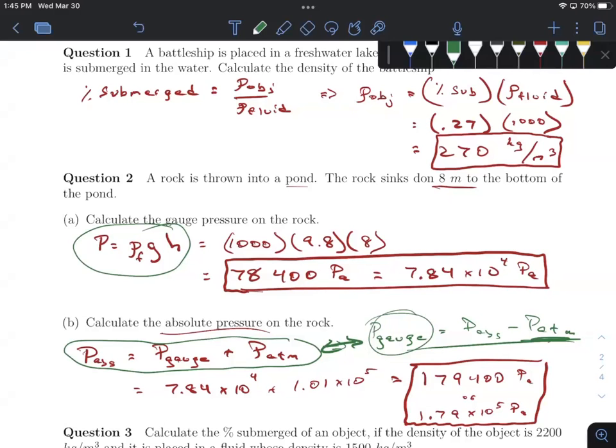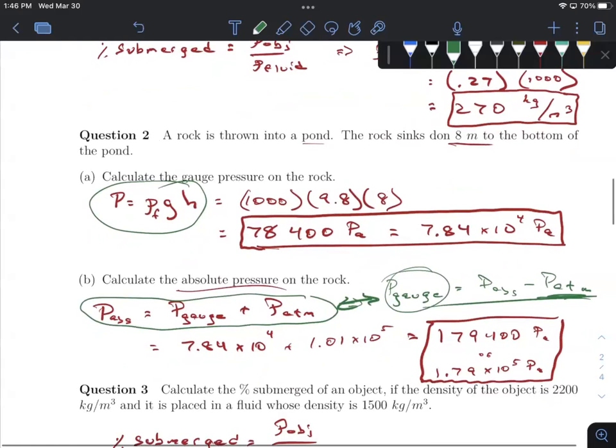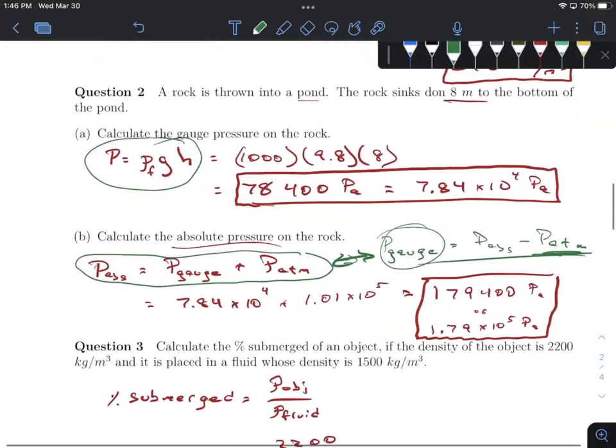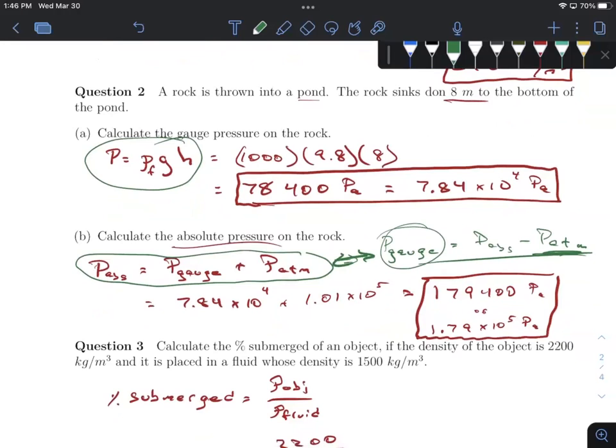This was always gauge pressure. Now, once we know the gauge pressure, we could talk about absolute pressure, because all we have to do is include atmospheric. Or the other way of saying it is, if I happen to know the absolute pressure for some reason, then I could just subtract off atmospheric to get the gauge pressure.